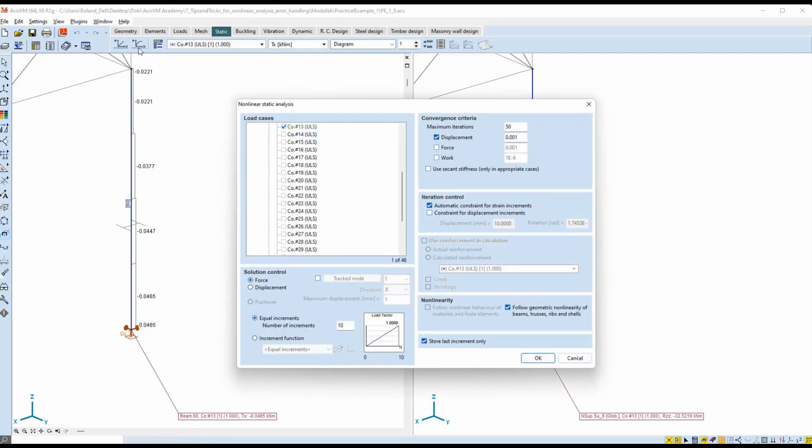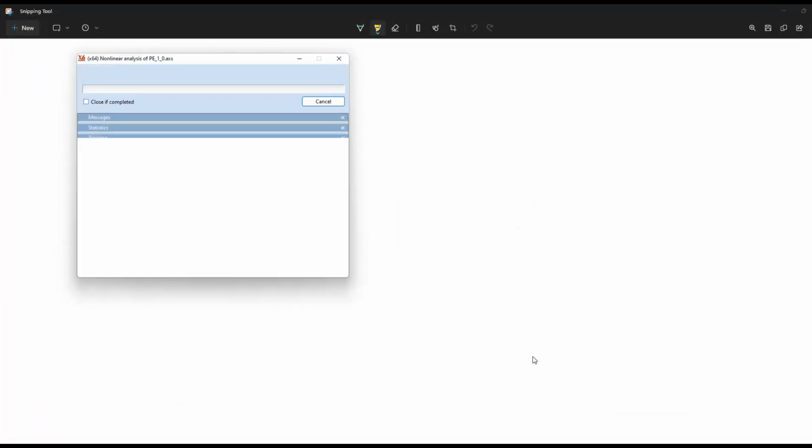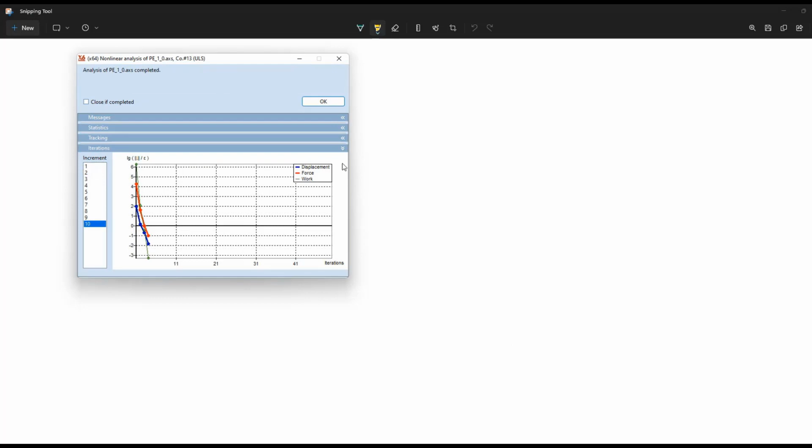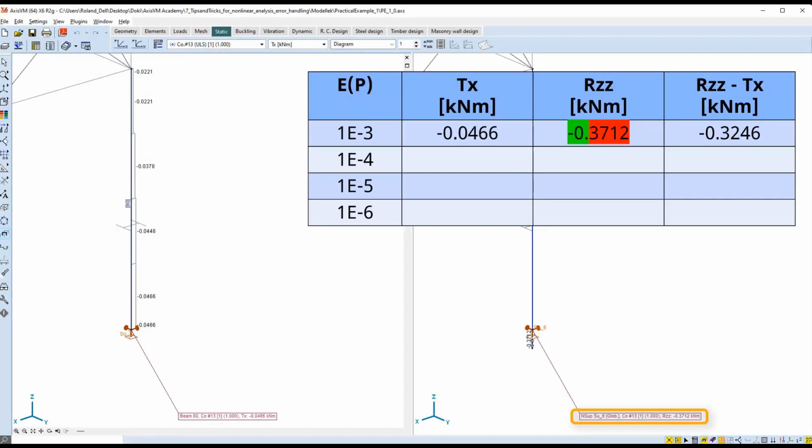Since we need accurate force and moment equilibrium, it is necessary to switch the force convergence criterion on. Let's do it with the default value of 10 power minus 3. After recalculation, we've got a significantly smaller support moment, about minus 0.37 kN, but it is still 10 times higher than the beam torsional moment. Its value hasn't changed.